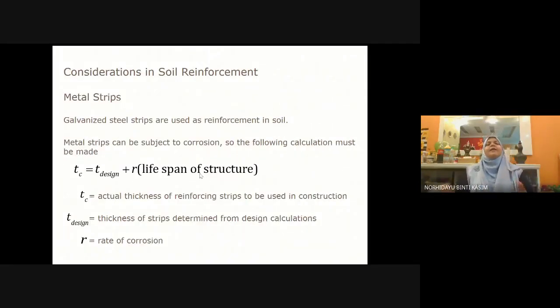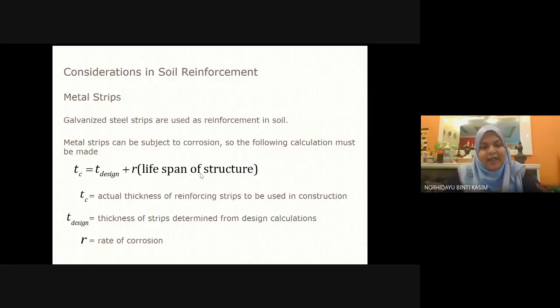Okay, first type of the soil reinforcement is the metal strip. It is the galvanized steel strip we normally use as a soil reinforcement. As you know, the metal is subject to corrosion. So to design the thickness of the reinforcement strip, the metal strip, this is the equation.